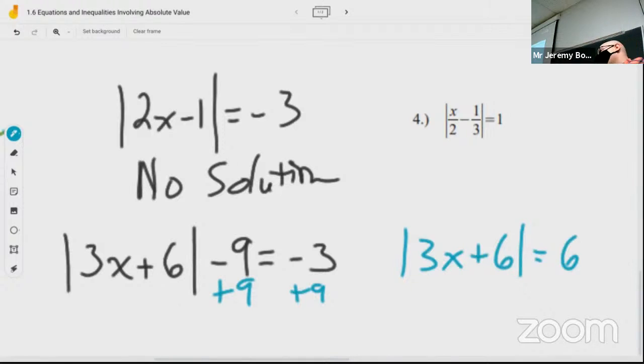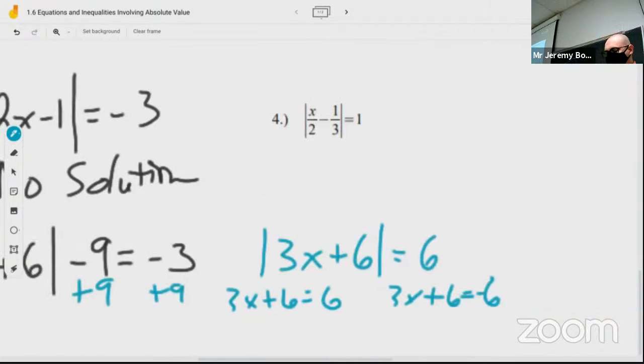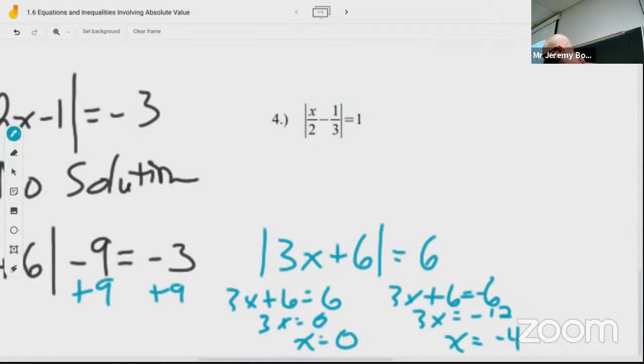And now you end up with the absolute value equal to a positive number. So now you can make those next two steps of either 3x plus 6 is equal to 6 or 3x plus 6 is equal to negative 6. This one's going to give us what? 3x is 0, so x is going to equal 0. The other gives us 3x is equal to negative 12, so x would equal negative 4.